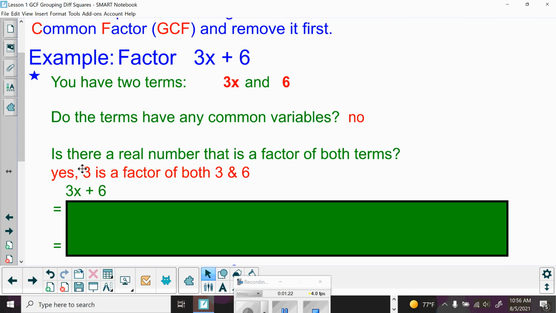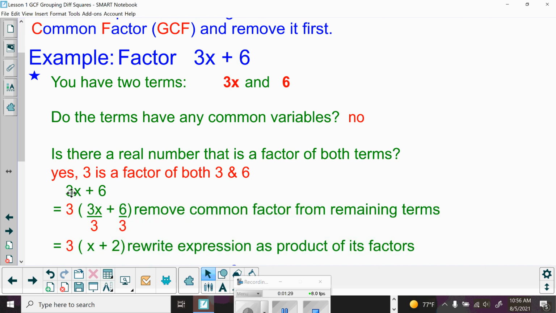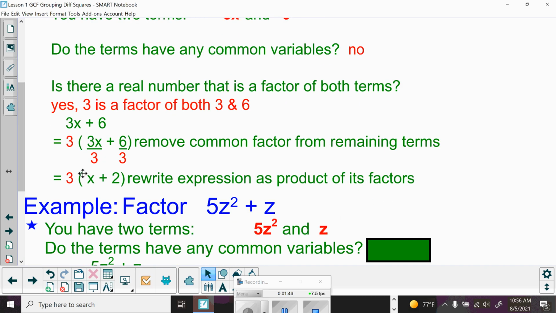Now, what do we do with that? Well, we divide each term by 3, or we rewrite it. So I'm going to take the 3 out, and notice that when I take the 3 out front, I have to divide each term by 3. And then I simplify the terms inside. So now I have 3 times x plus 2. You have factored, okay? We've now rewritten the expression as a product of its factors. If I distribute the 3 back, I would get 3x plus 6, which is what we started with.